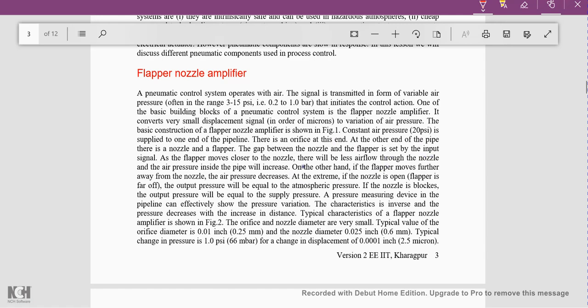As the flapper moves closer to the nozzle, there will be less air flow through the nozzle and the air pressure inside the pipe will increase. On the other hand, if the flapper moves farther from the nozzle, the air pressure decreases. At the extreme, if the nozzle is open and the flapper is far off, the output pressure will be equal to the atmospheric pressure. If the nozzle is completely blocked, the output pressure will be equal to the supply pressure. A pressure measuring device in the pipeline can show the pressure variation. The characteristic is inverse: the pressure decreases with the increase in distance, and the typical characteristic is shown in the figure here.